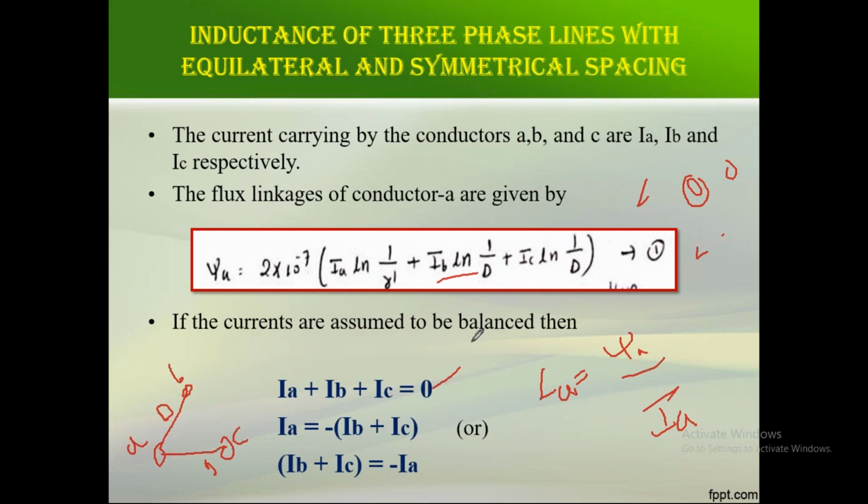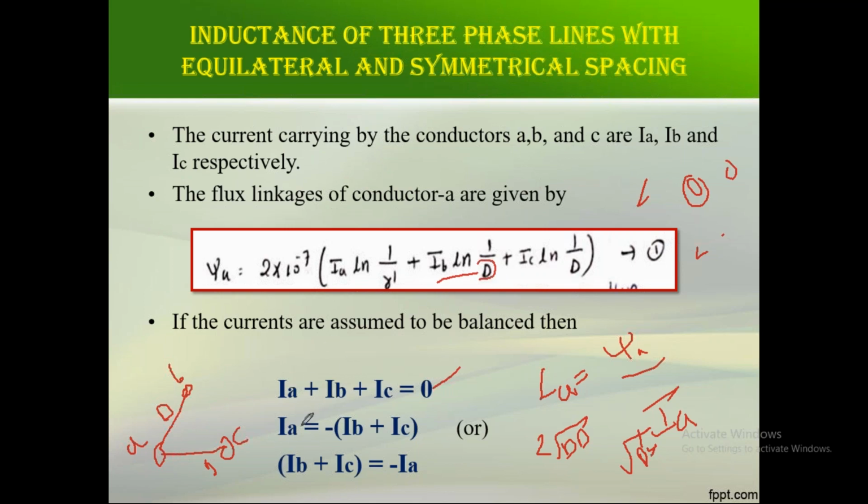Now you may have one doubt: how can we obtain 1 by D like that? Suppose here the denominator is GMR, geometric mean radius. We have the 3 conductors; just eliminate one conductor, we have 2. So the square root of D into D, that is the square root of D square. The square gets cancelled, then you will get D. So this is the GMR, self distance.